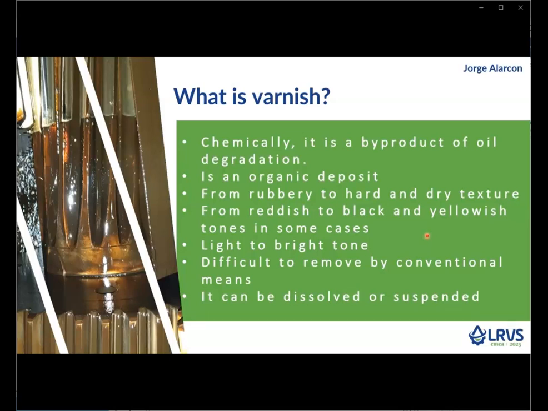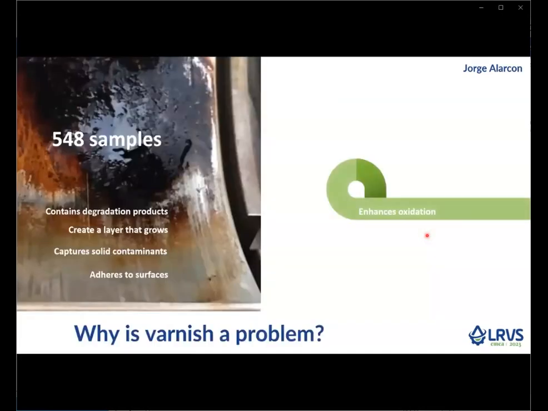And the most important thing for the end user is that it's very difficult to remove by conventional means. You cannot apply an industrial solvent that you may have on site to remove varnish from the surface of bearings, for example. And we can find the varnish in the oil, dissolved or suspended. So these are the most common characteristics of varnish.